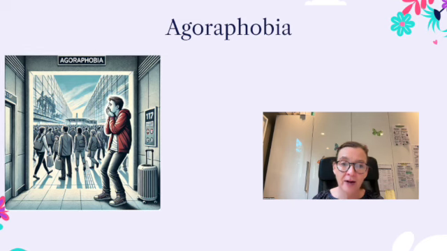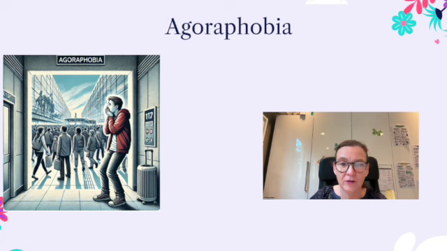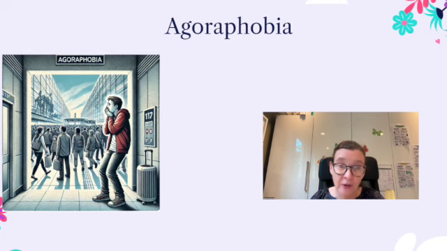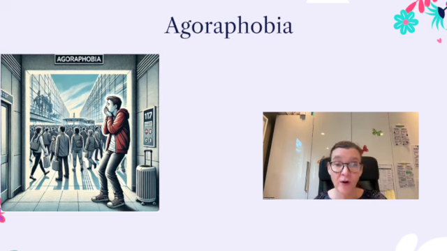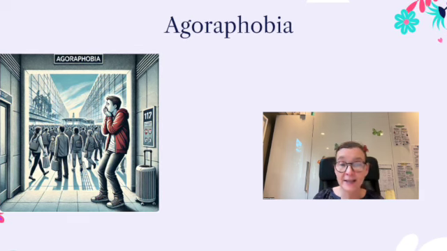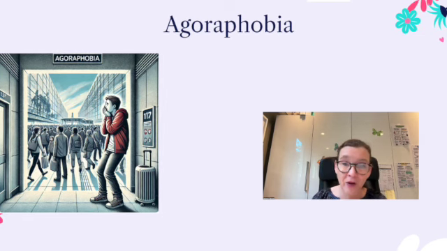So why does agoraphobia develop? There's some possibilities that we can look at. It could be learned association. So if someone has had a panic attack in a public place before, they may start associating that setting with fear, which would lead to avoidance or maladaptive thought patterns.